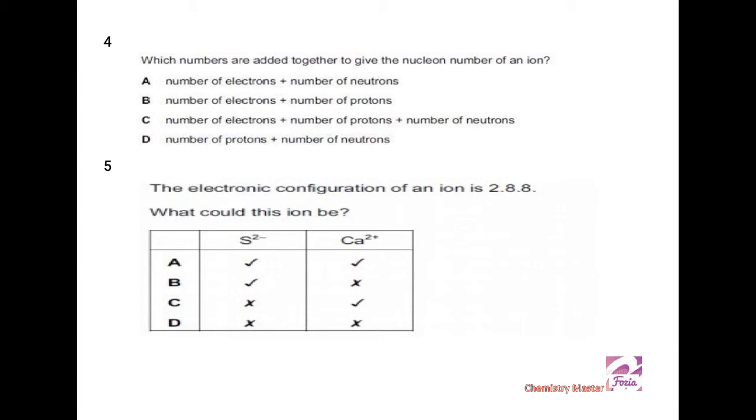Nucleon number of an ion. When we talk about nucleon number, you must be very confident in selecting the answer that nucleon means the particles present in the nucleus, and they are neutrons and protons.